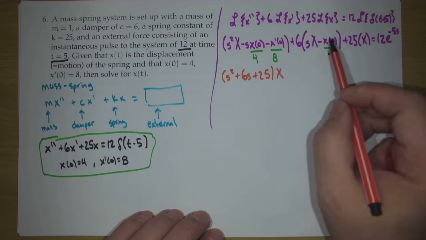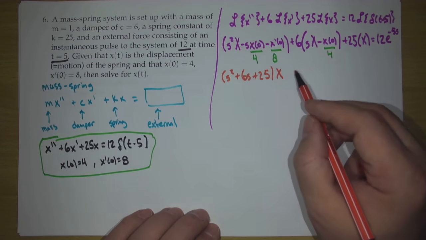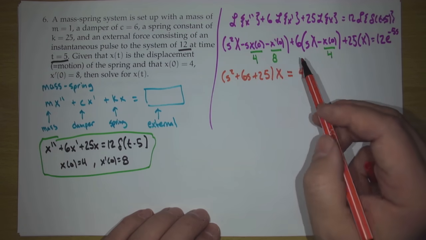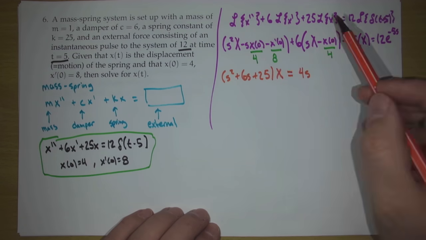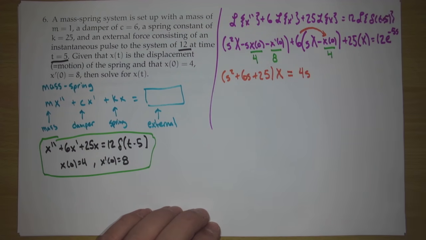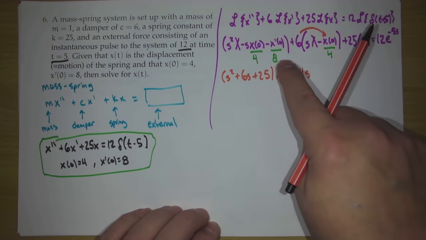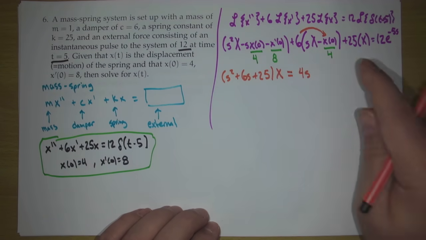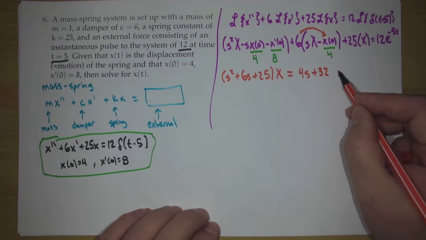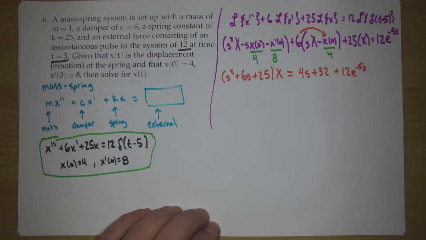The pieces that don't have a capital X will move across. So here we have a minus 4s. So that will come across as a plus 4s. Here we have a minus 8 and a minus 24. Right? Because 6 times 4. So minus 8 minus 24 makes minus 32. So this will become a plus 32. And then plus 12 e to the minus 5s.